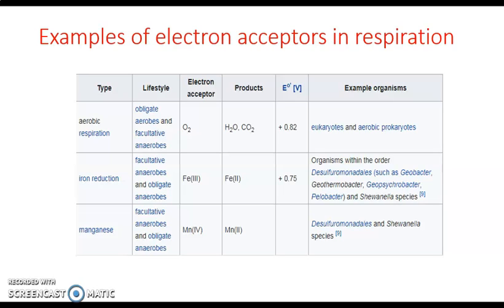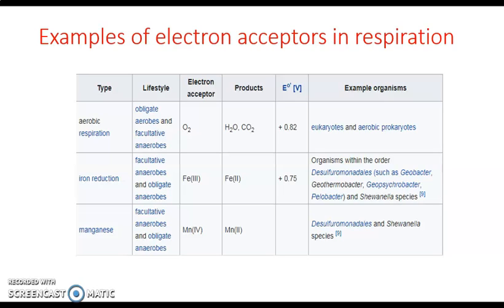Okay. So first is aerobic respiration, and these are mainly for the obligate aerobes and facultative anaerobes. I think you are familiar with facultative anaerobes: they are aerobes that can also withstand anaerobic conditions. Their electron acceptor is oxygen. Products are water and carbon dioxide. Examples are aerobic prokaryotes and eukaryotes.